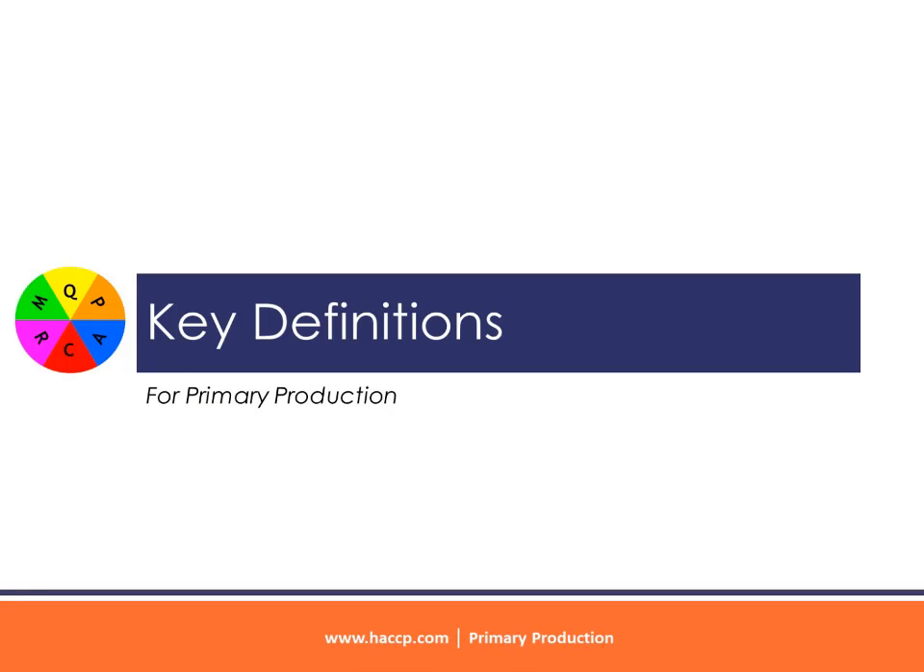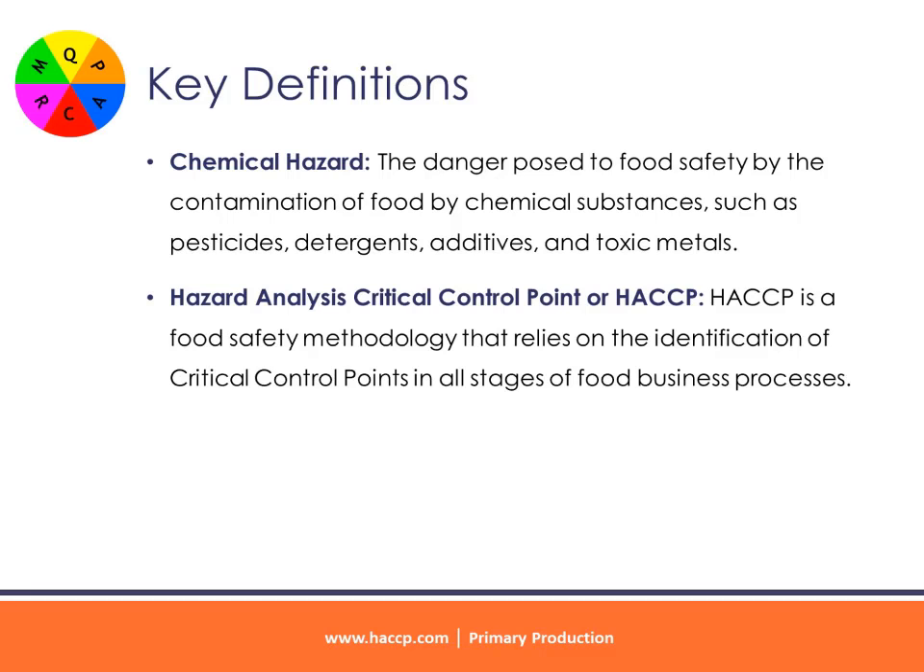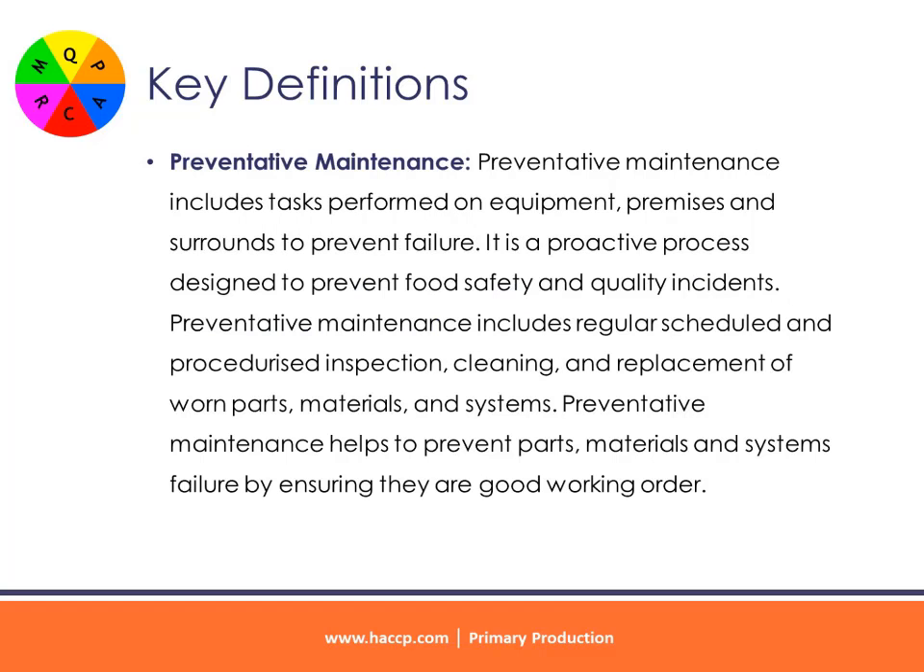Primary production. Key definitions for primary production. Chemical hazard: the danger posed to food safety by the contamination of food by chemical substances, such as pesticides, detergents, additives, and toxic metals. Hazard analysis critical control point, or HACCP: HACCP is a food safety methodology that relies on the identification of critical control points in all stages of food business processes.